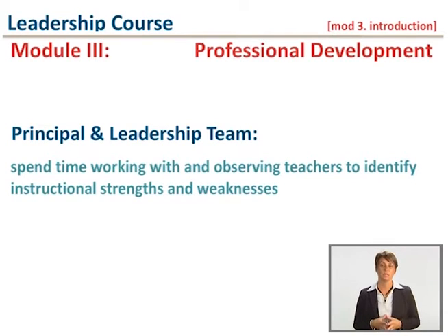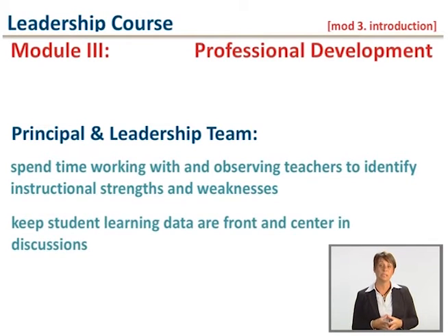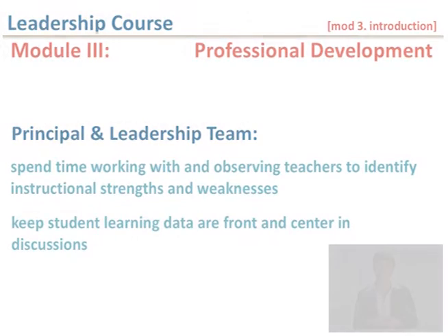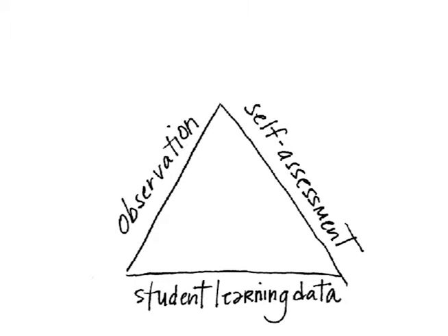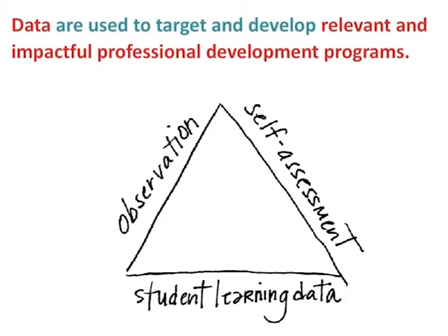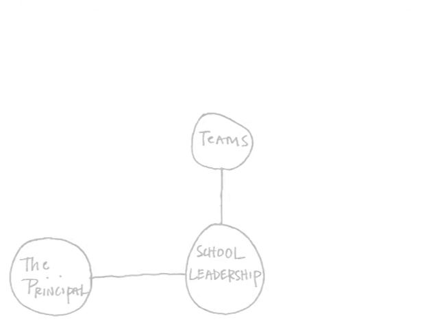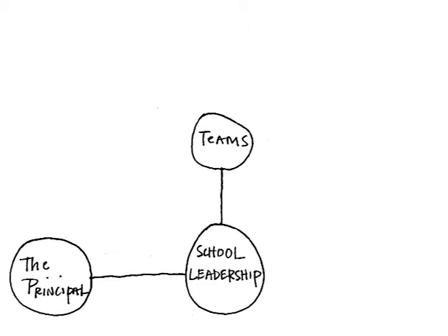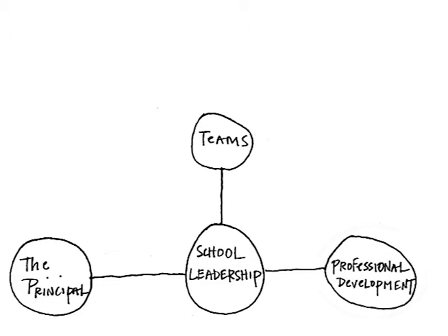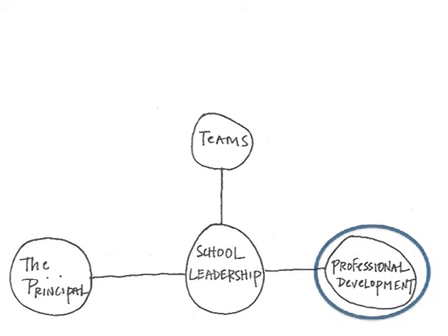They provide opportunities for teachers to assess their own strengths and weaknesses, and they keep student learning data front and center in the discussions. The triangulation of these data, observations by your principal and peers, self-assessment, and student learning data, is used to target and develop relevant and impactful group and individual professional development programs. In order to support teachers in doing their best work, they must have opportunities to grow, to learn, and to advance their knowledge and skill, individually and as a team. This occurs through professional development.